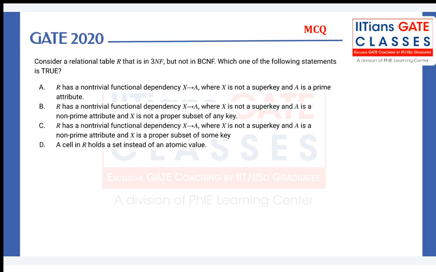I really want to not go into theory now. Let's see if I have a question on it. Okay, another theory question. Yeah, this is a direct theory question from the notes. Consider a relation table R that is in 3NF, but it is not in BCNF. Which one of the statements is true? This was in the last GATE, which had MCQ.